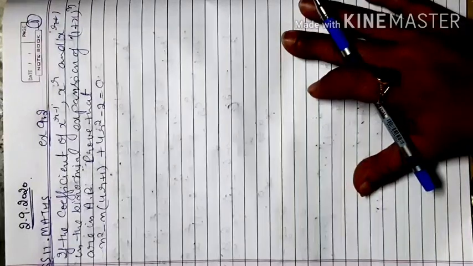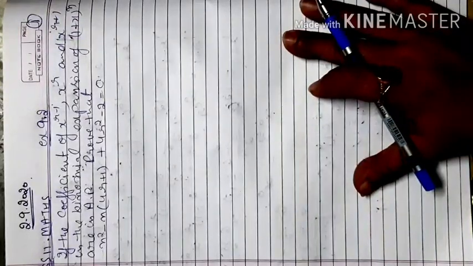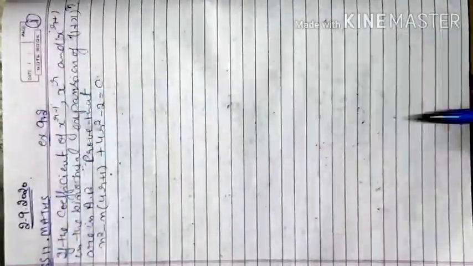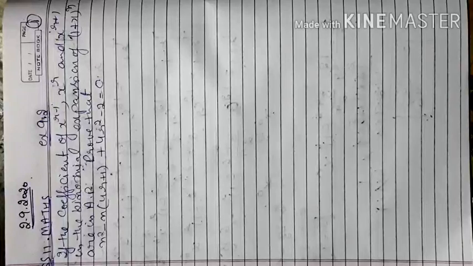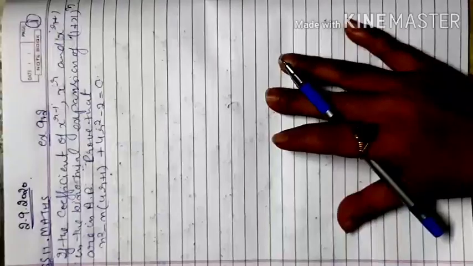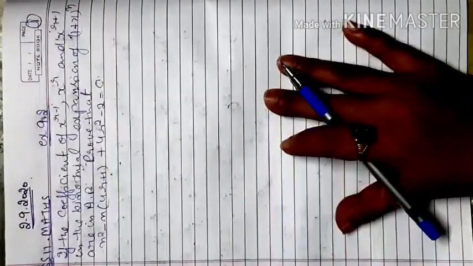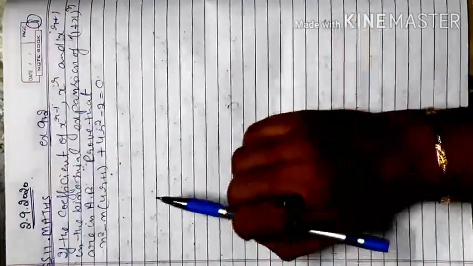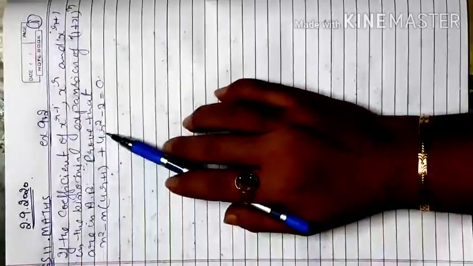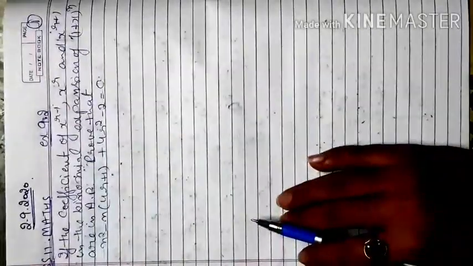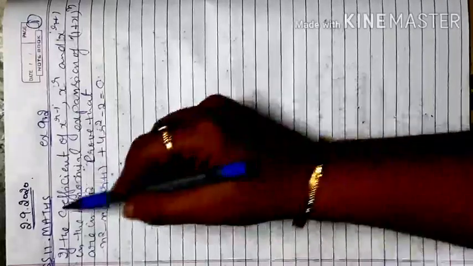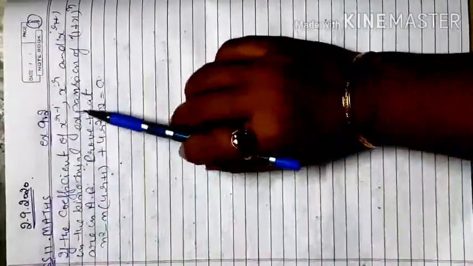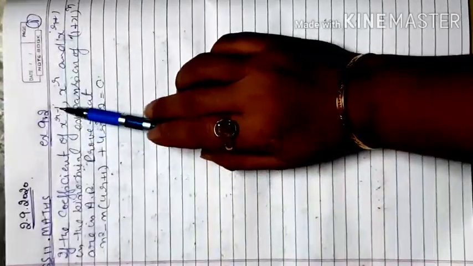So in your exercise 9.2, this is the 30th question. The statement is: if the coefficients of x to the power r minus 1, x to the power r and x to the power r plus 1 in the binomial expansion of (1 plus x) to the power n are in AP, prove that n square minus n(4r plus 1) plus 4r square minus 2 is equal to 0. That will be your answer. So ultimately, that is your statement. That means you have to pick the coefficient of x raised to power r minus 1.